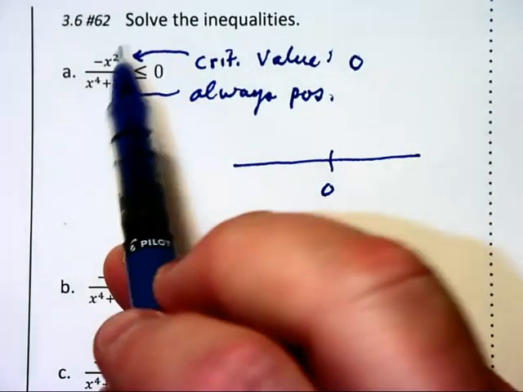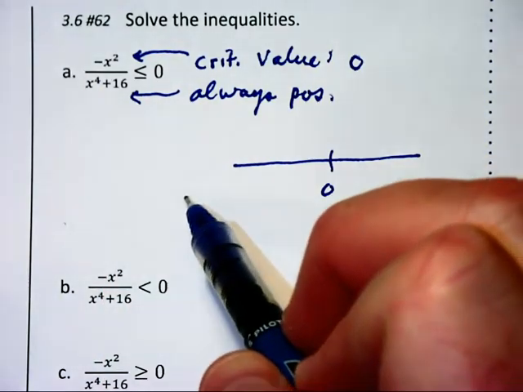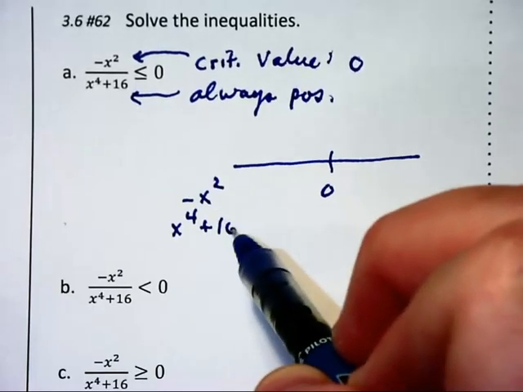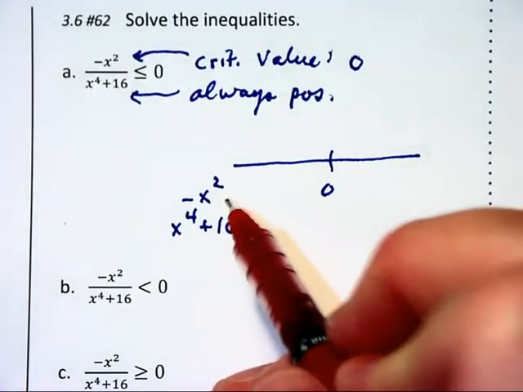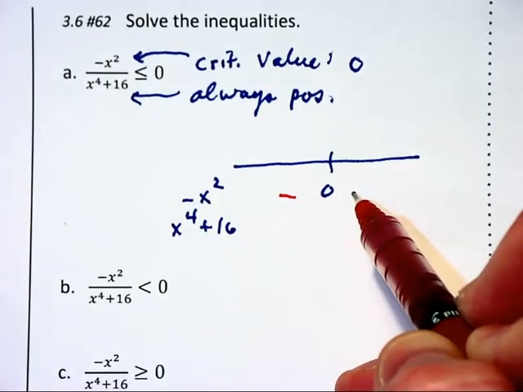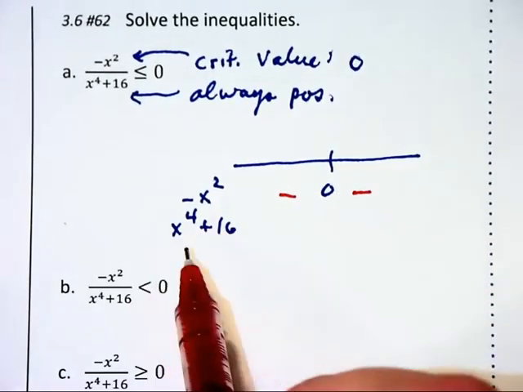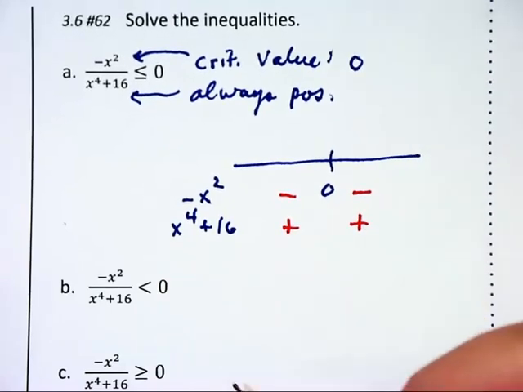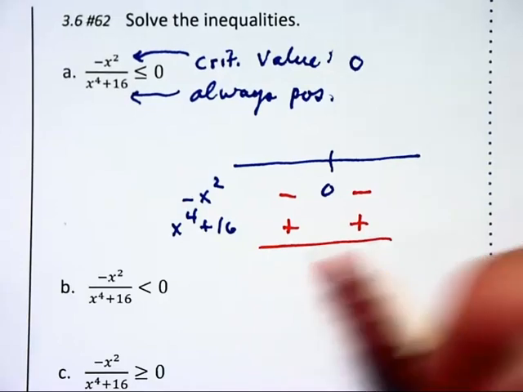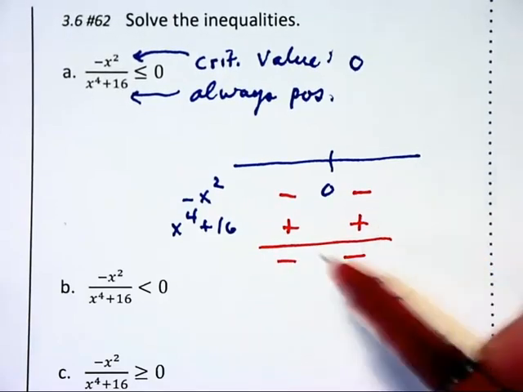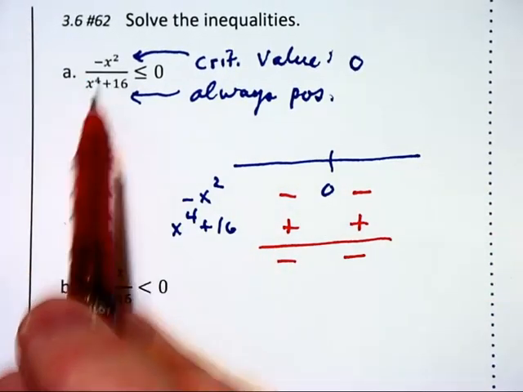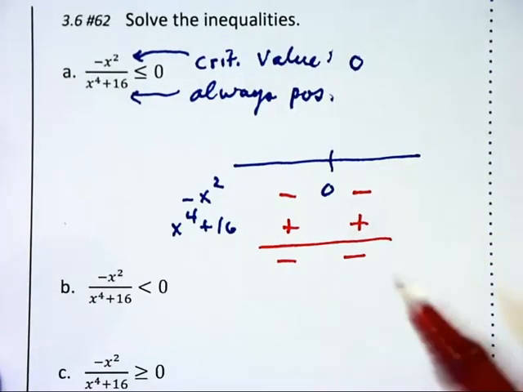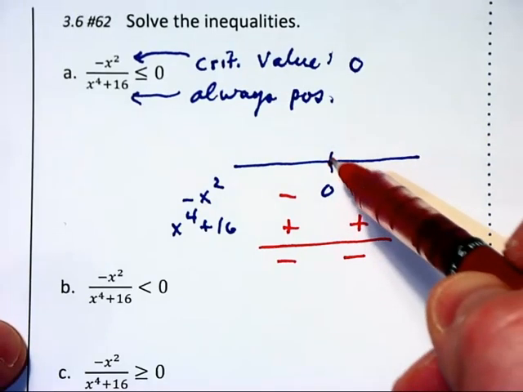And the two packets, so to speak, are negative x squared and x to the 4th plus 16. Well, negative x squared is going to be negative on both of these sides, and x to the 4th plus 16 is always going to be positive. So the question is, when we divide these, we're going to get a negative to the left and a negative to the right of 0, but at 0 is where it's going to be equal to 0.